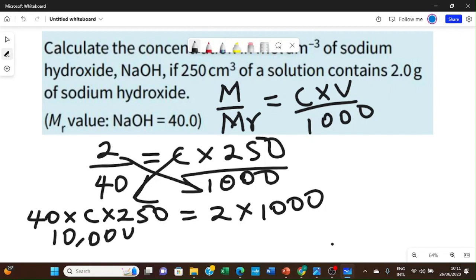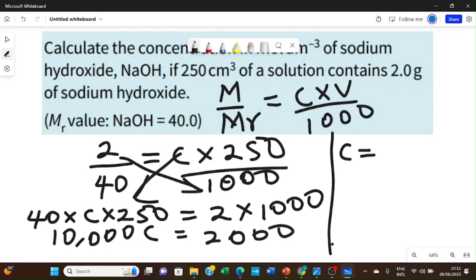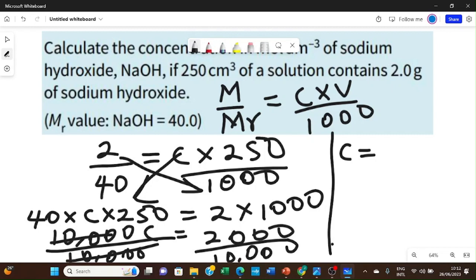$10,000, 2,000. So C now will be equal to what? Divide both sides by 10,000. C now will be equal to what? 2,000 divided by 10,000, which is equal to 0.2 what? Mole per dm cube.